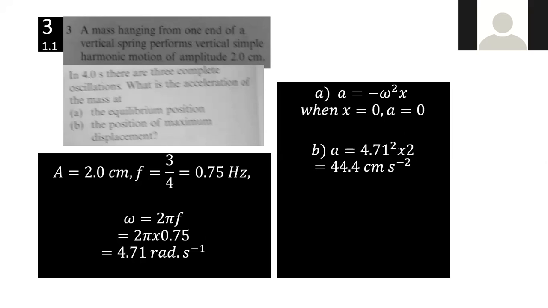Stop me if you need further explanation. If not, let's carry on. One end of a tuning fork vibrates in simple harmonic motion of frequency 1000 Hz and amplitude 0.4 millimeter. Find the maximum acceleration and the maximum speed.